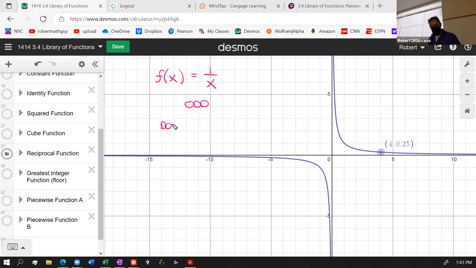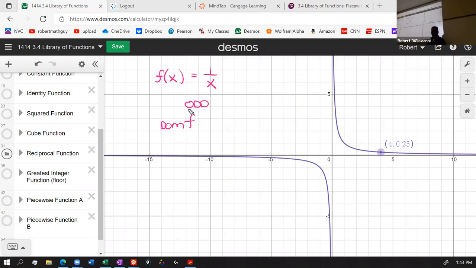What's the domain of this? What does it look like the domain of this is? So it looks like we have graph out here to the left all the way, and some weird stuff's happening here, and then we got more graph here. So where's the weird stuff happening?